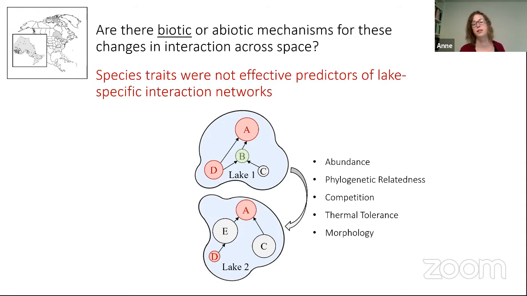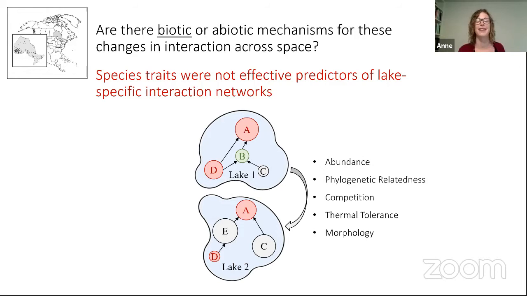And what we found was that species traits were not effective predictors of lake-specific interaction networks. So at this scale, we couldn't predict the food webs with any degree of accuracy. And actually, in some of the cases, random fit better than the traits that I'd spent a long time in the literature looking for. So that was very encouraging for me.